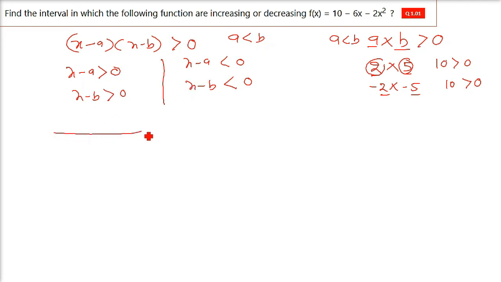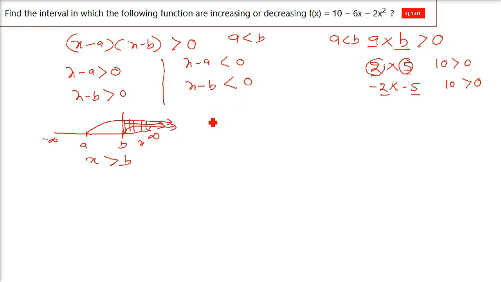Now understand it using the number line. So this is a, this is b. I am saying a is less than b. From left to right it is negative infinity to infinity. Now x minus a greater than 0 means what? Any value which is above a, all these values. x minus b greater than 0 means all the values above b. So what is the common point or common values? The common values are greater than b. Okay, so we have this final relationship: x should be greater than b.